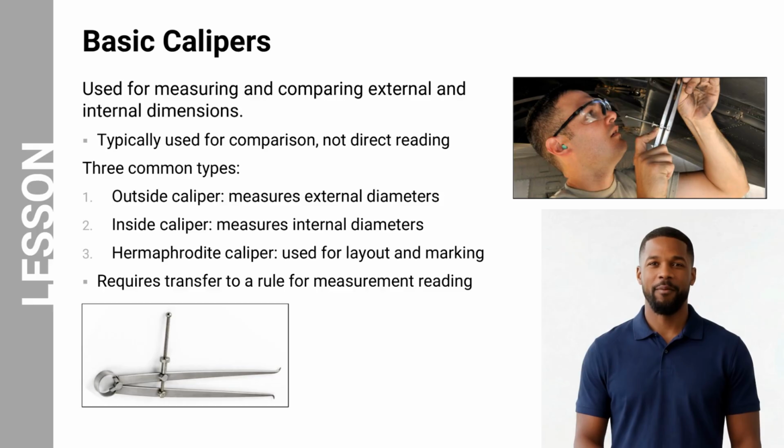The hermaphrodite caliper serves a different purpose, functioning as a layout tool for marking lines. These tools are commonly used for quick comparisons rather than precise measurements. Their simplicity makes them useful in preliminary inspection tasks, but they're not suitable when high accuracy is required.